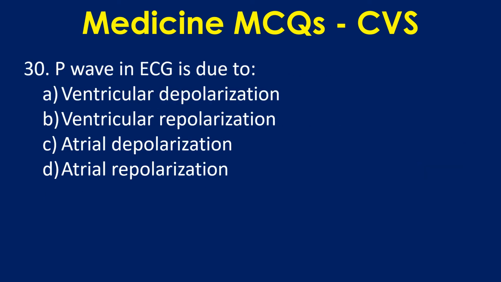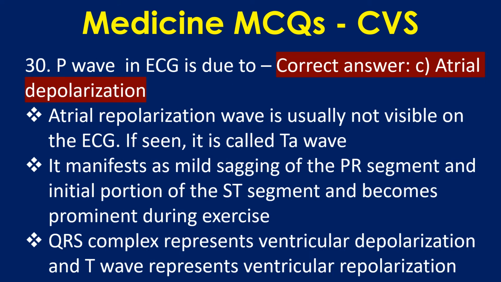P wave in ECG is due to: A. Ventricular depolarization, B. Ventricular repolarization, C. Atrial depolarization, D. Atrial repolarization. Correct answer C. Atrial depolarization.